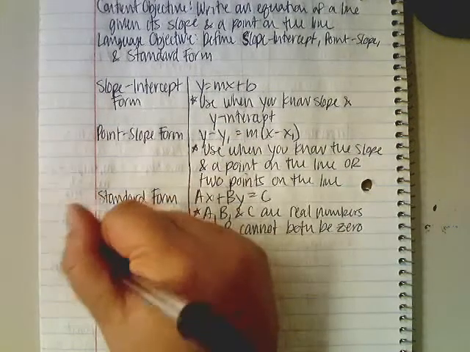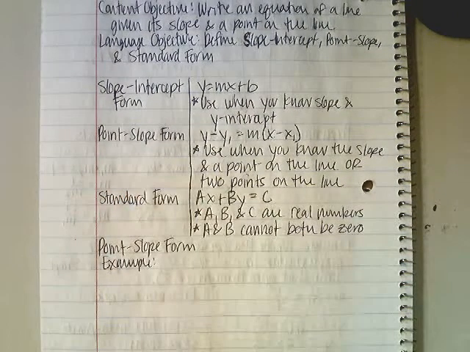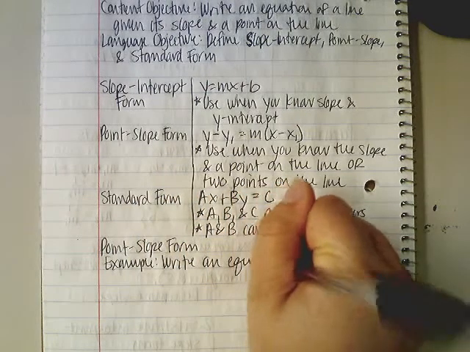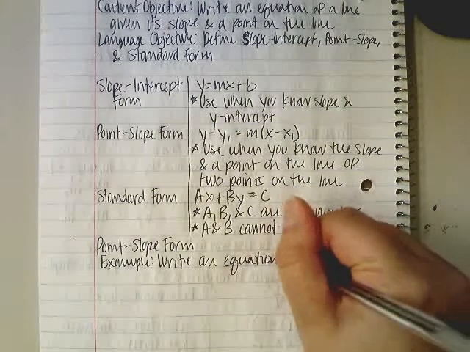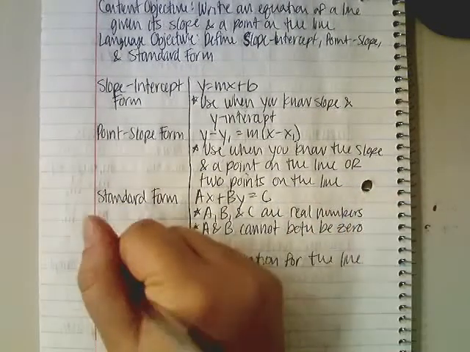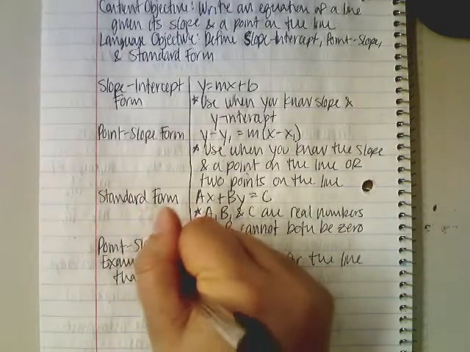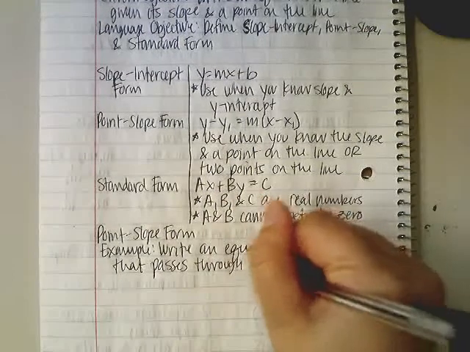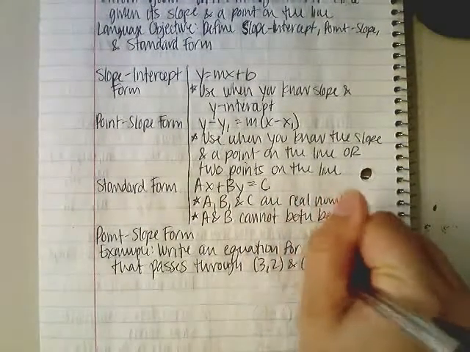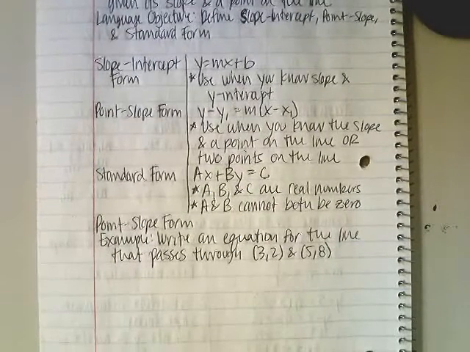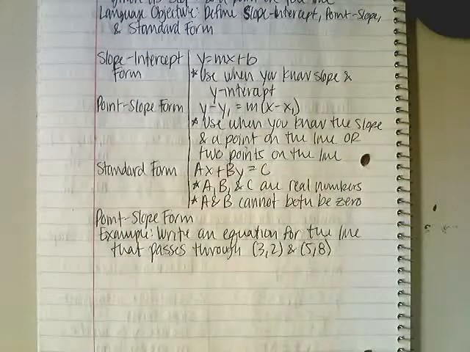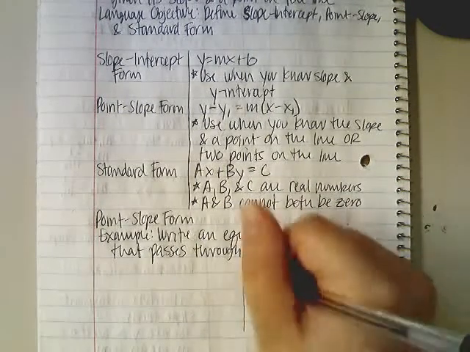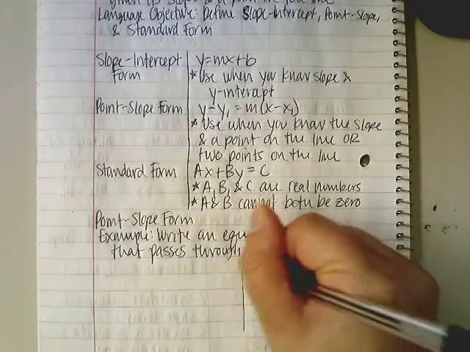And the example we're going to use asks us to write an equation for the line that passes through (3, 2) and (5, 8). So we're going to write the equation of a line that passes through those 2 points. As we know from the table note, we use the point slope when we have 2 points on the line, or the slope and a point. So we're going to start by solving for slope.